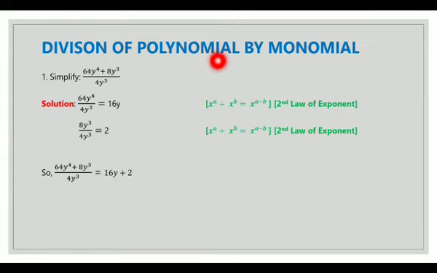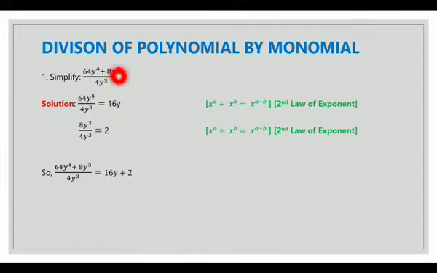Division of polynomial by monomial. The first question, 64 y raised to 4 plus 8 y cube upon 4y cube. Solution: 64 y raised to 4 upon 4y cube equals to 4 ones are 4, 16 fours are 64. Now again y raised to 4 upon y cube. So again here we are going to use the second law of exponent. As in division, we are going to subtract the powers of the exponent. So y raised to 4 minus 3, which is equals to y. So the answer comes to be 16y.